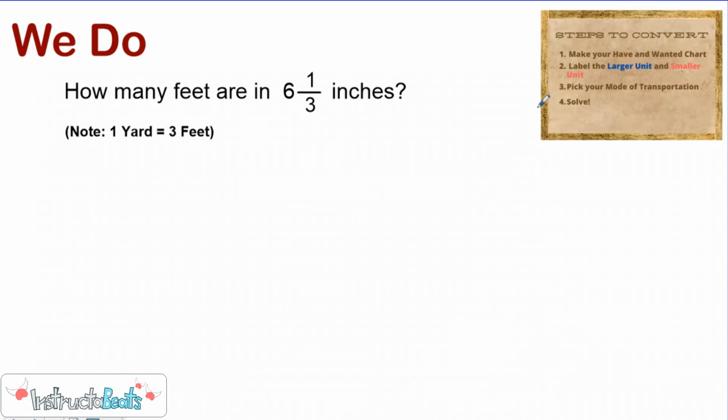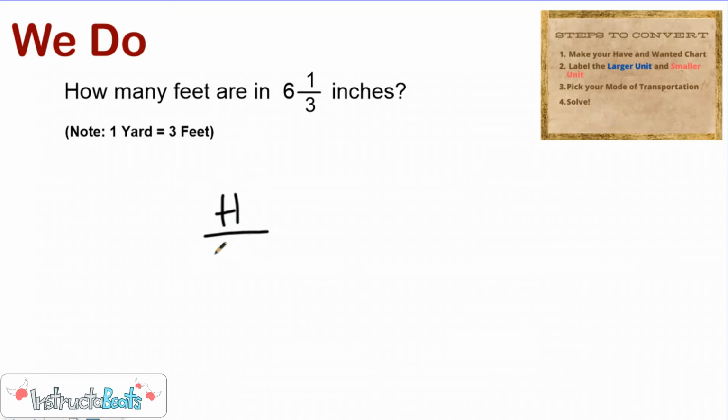And for this one, I want you guys to pause the video and write down this problem as we solve it together, and that way you have an exemplar in your notes to look back at when you're doing work on your own. So our question says, how many feet are in 6 1/3 inches? To help me organize my information, I'm going to use my have and wanted chart.